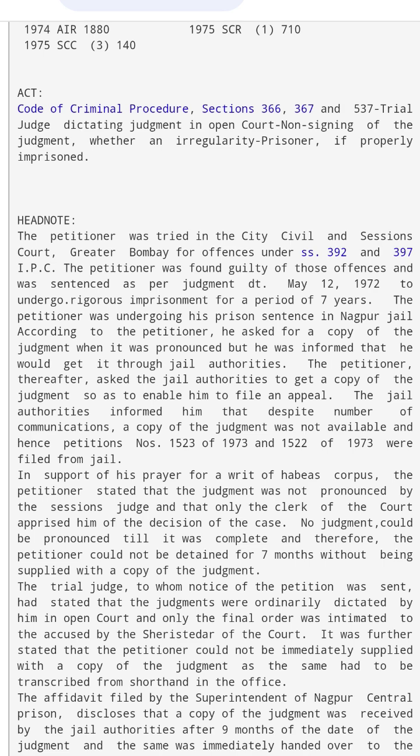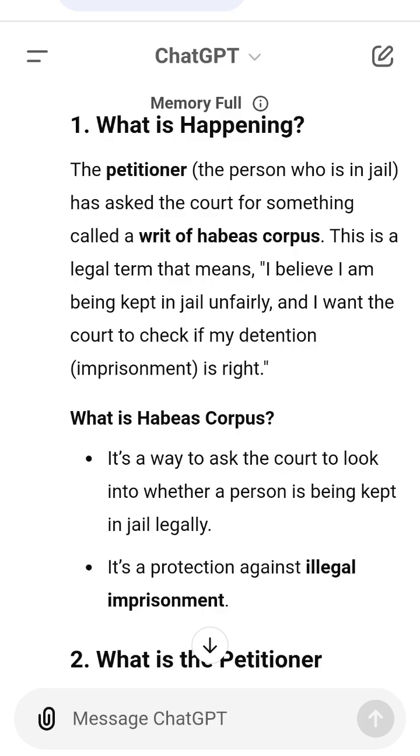Without a written copy of the judgment, the accused person can't file an appeal, to ask a higher court to look at the case. So by not giving the petitioner a copy of the judgment on time, it's like the court is blocking his right to appeal. 7. Example to understand better.